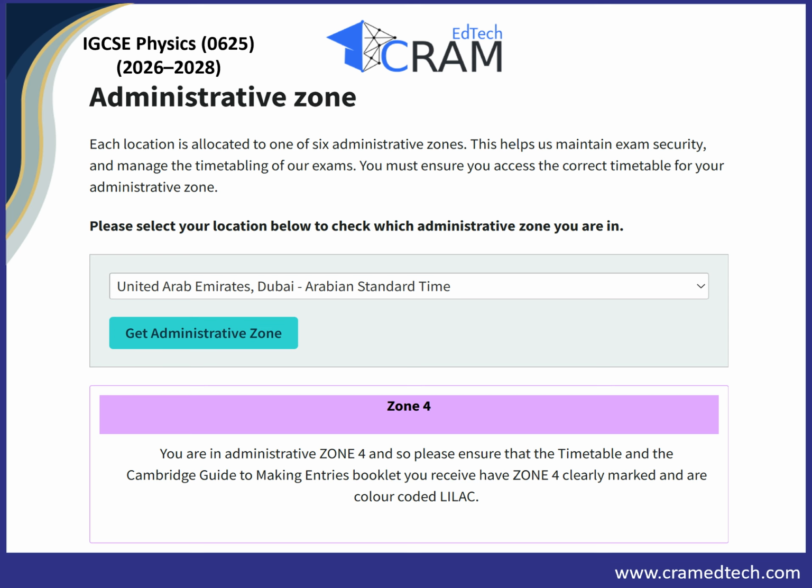So you can see over here, when we chose United Arab Emirates, Dubai, Arabian Standard Time, and clicked on get administrative zone, we are getting zone 4. It means if you are living in Sharjah, Dubai, Abu Dhabi, anywhere in UAE, you belong to zone 4 here.